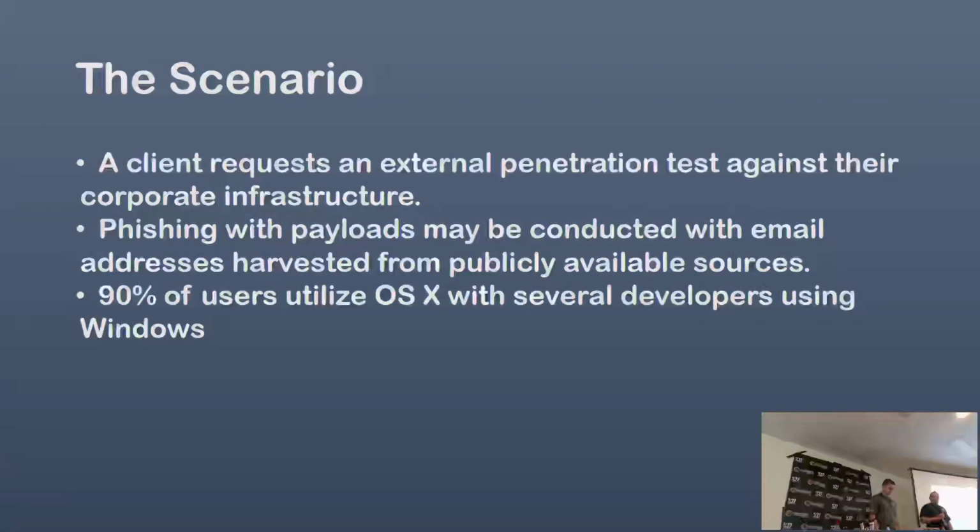So the scenario: a client requests an external penetration test against their corporate infrastructure. We're going to start from phishing. We have a payload right now, which we'll cover here in a minute. Basically a macro, fired off in Excel on OSX, to get our callback and go from there.